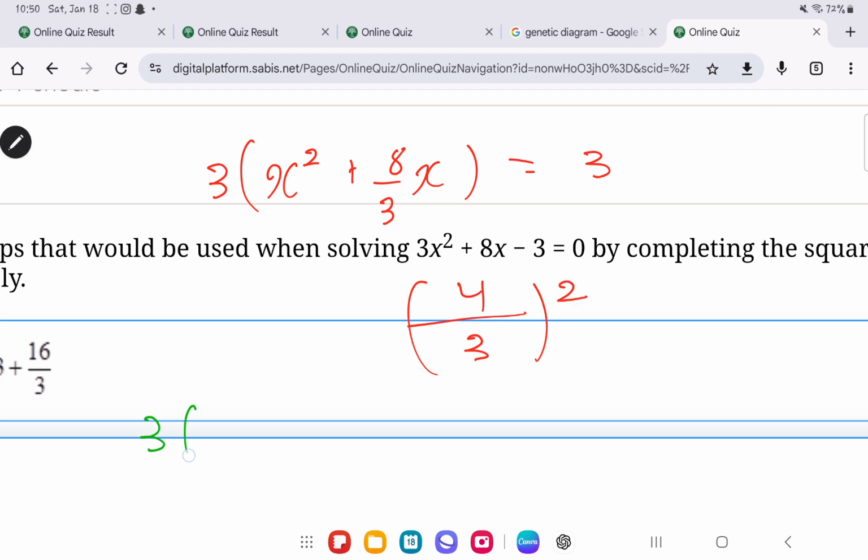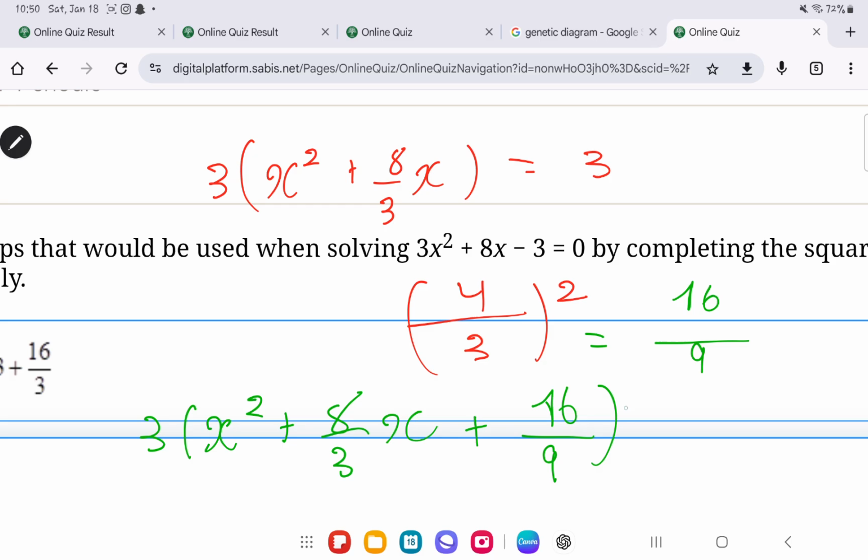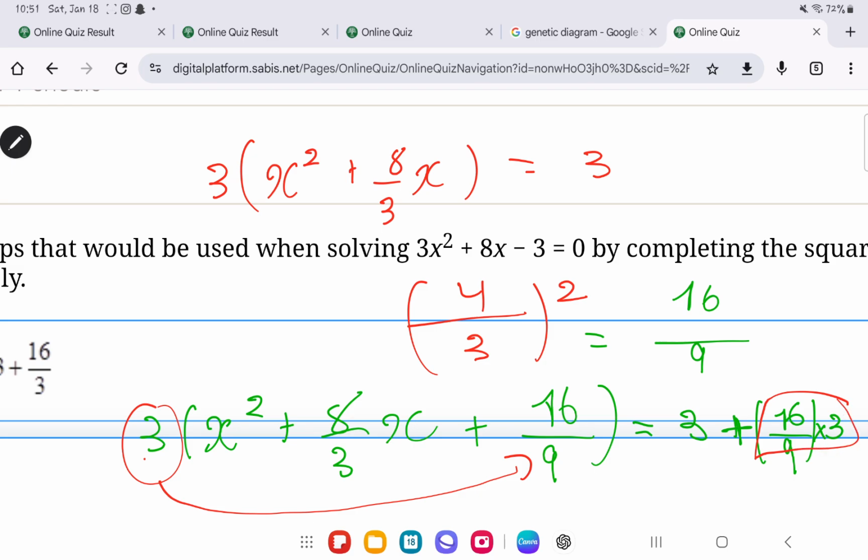Now, what we are gonna do is we are gonna have 3 times x squared plus 8 over 3x, and then after we are gonna add what? The square, which is 16 over 9, so plus 16 over 9 is equal to 3. Now, because it is on the other side of the equal, we are also gonna add, but we are not gonna add 16 over 9, we are gonna add 16 over 9 times 3. Why? Because this is outside of the parentheses. If it is inside of the parentheses, then it is automatically times 3. But since it is outside of the parentheses, we need to multiply it by 3 indirectly.